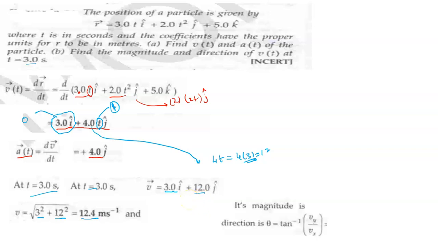Finally, the direction is given by tan inverse of v of y upon v of x. This is the formula. We take the ratio of the y component of velocity divided by the x component. Substituting the values, it is tan inverse of 12 upon 3, which is tan inverse of 4. Approximately we get 76 degrees. Okay, thank you.